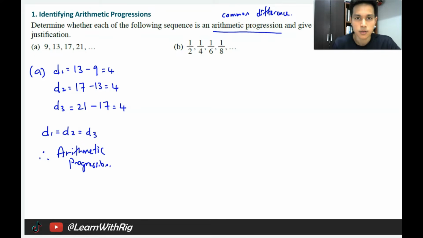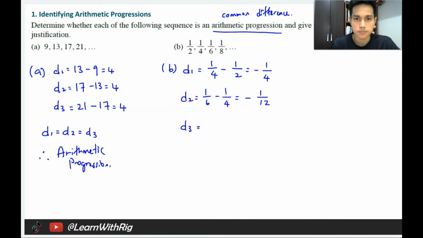Alright? So that's the first one. Question B. Now, same thing, you're going to check whether they have common difference. So what is D1? D1 is 1 over 4 minus 1 over 2. Answer is negative 1 over 4. What about D2? D2 is 1 over 6 minus 1 over 4. Answer is negative 1 over 12. And then you have D3, which is 1 over 8 minus 1 over 6. And your answer is negative 1 over 24. So in this case, all three values are different. So D1 is not equals to D2, not equals to D3.